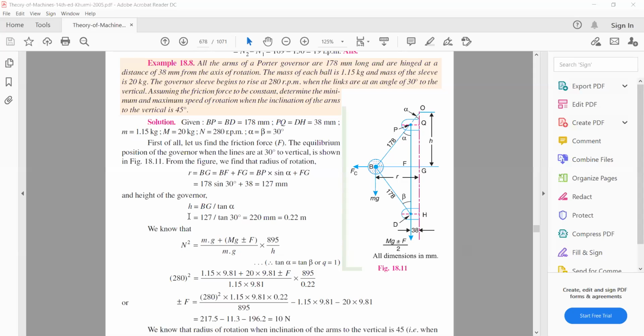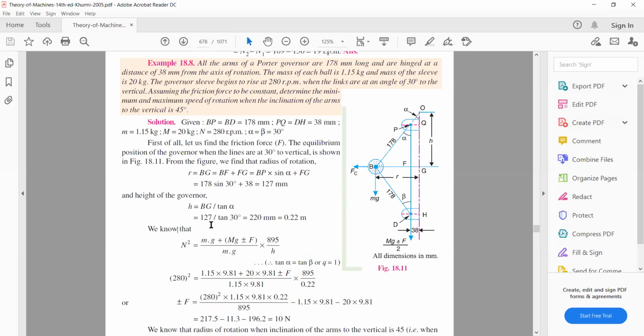Height of the governor H equals BG by tan alpha. How do we write BG by tan alpha? When we take the triangle BOG, tan alpha equals BG by OG. OG is also written as H. So tan alpha equals BG by H. But our determining value is H, so H equals BG by tan alpha.